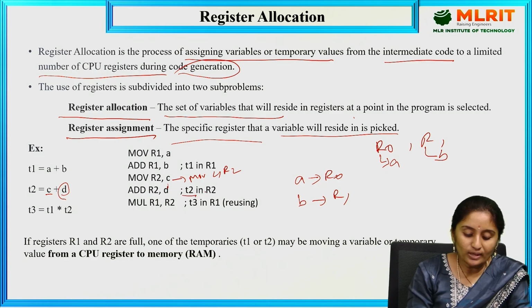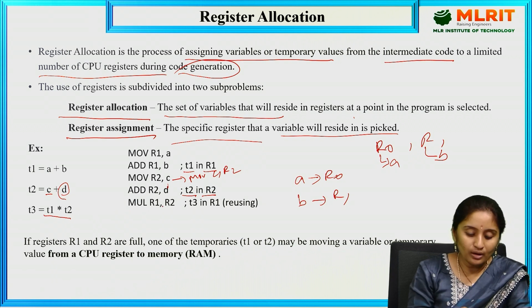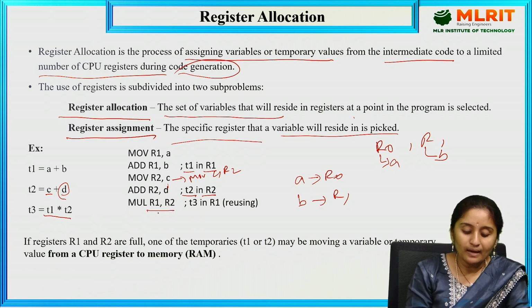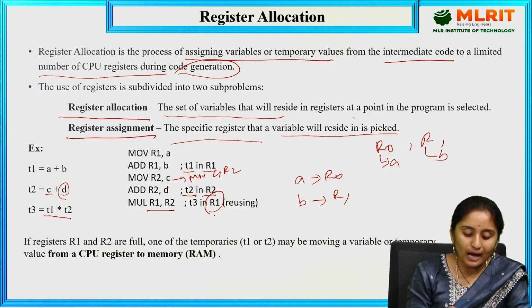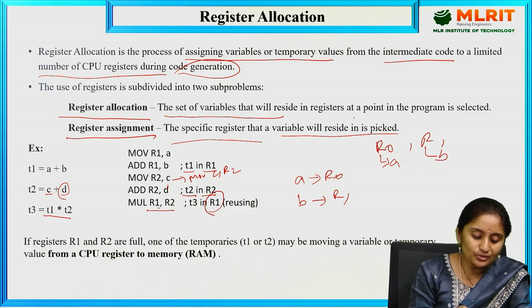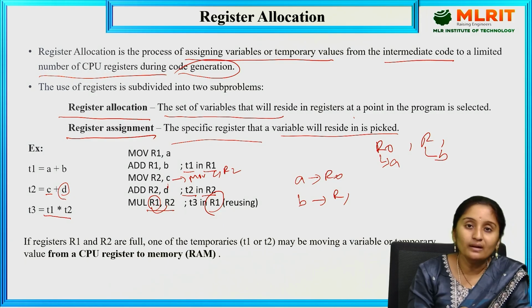Now T2 is in R2 and T1 is in R1. Here we do mul R1, R2, multiplying R1 and R2. T3 also uses the R1 data, so the multiplication result is stored in R1.